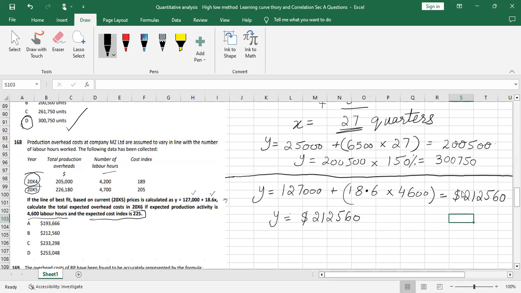212,560 is based on the index of 20x5, the previous year index. Here he says that it is based on the current 20x5 price level. It means that now you need to adjust these values with the index number of 20x6, which is 225, divided by 205, because 212,560 is representing this value for this index. We want to adjust this value with respect to the recent index number. So what would be our answer after adjustment?